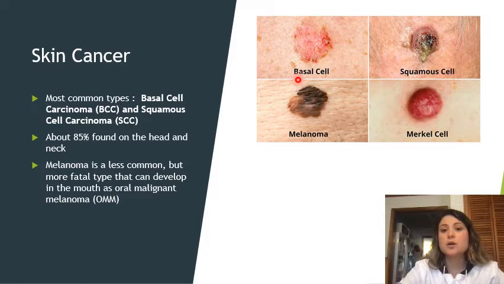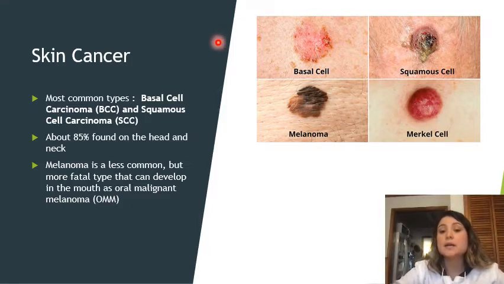So basal cell carcinoma, we have a picture here of it. And then we have squamous cell carcinoma. You can see that they look very different. All right, we're going to go over signs of detecting these type of cancerous ulcers that you may find.